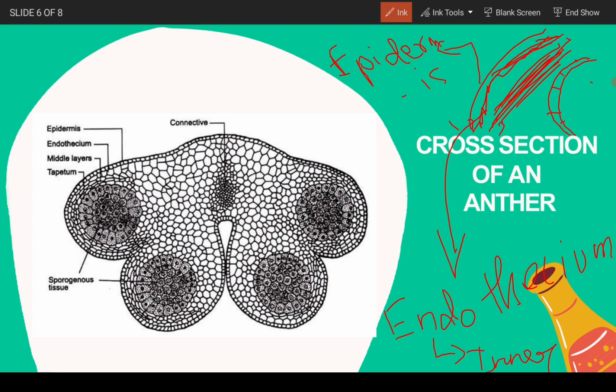Endothelium is the next layer after epidermis. From outermost, it is the second layer. From outer to inner, with me, children: from outer, epidermis, endothelium. Clear on this? Then we'll dig deep inside and see these layers of fiber-like things. This is known as the middle layers. What is important about the middle layers for your NEET and board perspective is, what is its function?